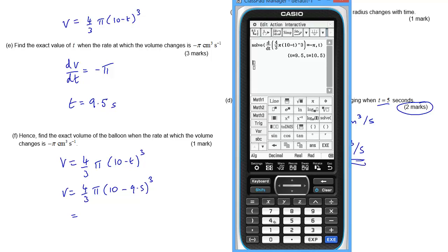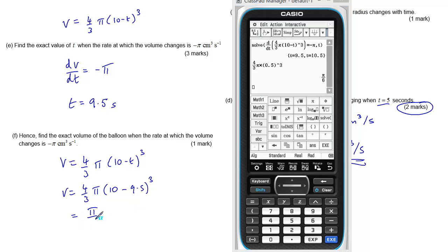So 4/3 π multiplied by, that's going to be 0.5 cubed, and if we go to standard it will give it exact, and that's π/6. That will be in centimeters cubed.